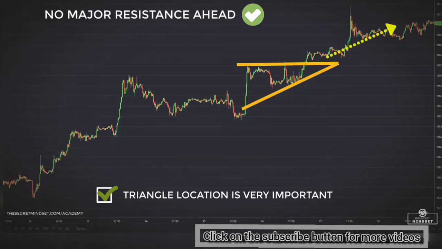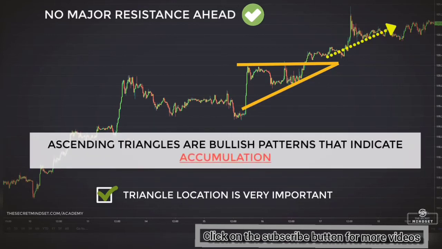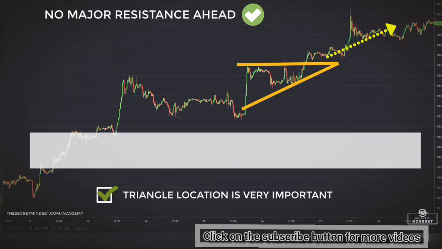Regardless of their locations, during a trend, ascending triangles are bullish patterns that indicate accumulation. The higher lows in the pattern are a clue that buyers are not letting their positions go at a lower price, as the pattern makes higher lows.